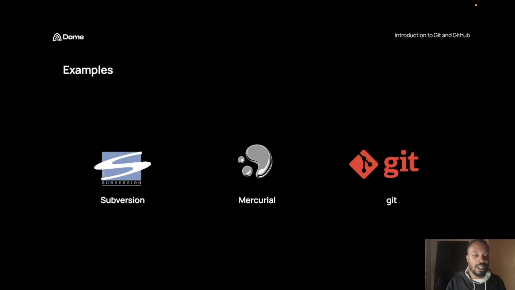And there are a lot of examples of version control system, but the most popular we have here is Subversion, we have Mercurial, and we have Git. These are the most popular version control systems we have there. And for our course, we're going to be looking at Git in particular.